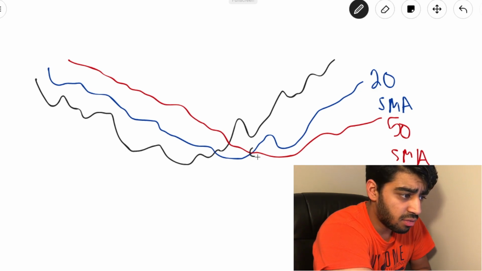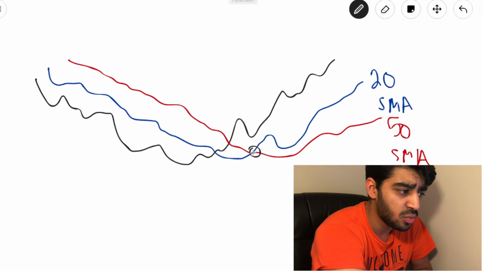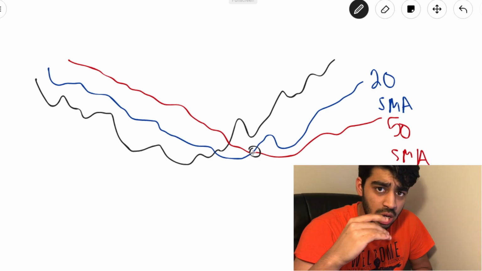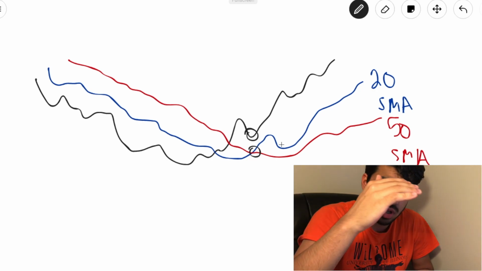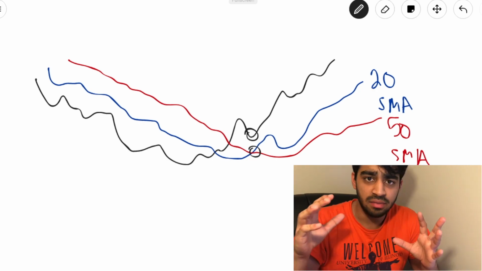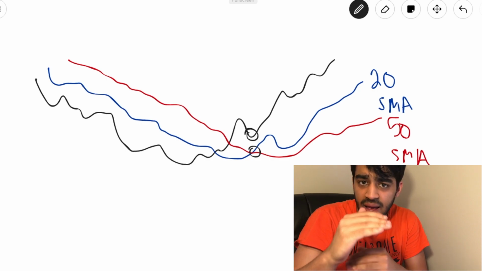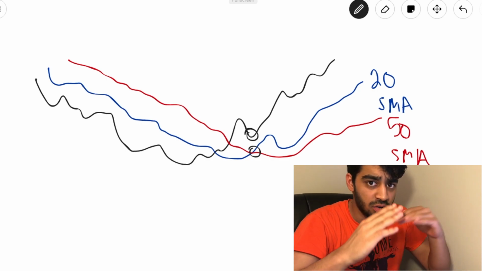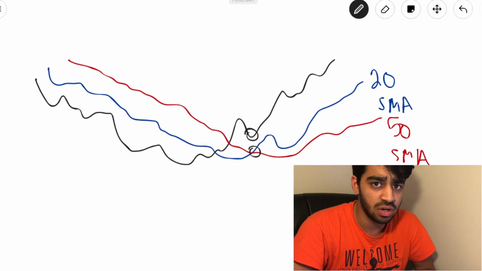In this case, right here is where the fast one goes from the bottom to the top. And when you have your fast one going from the bottom to the top, you want to buy. If your fast one goes from top to bottom, you want to sell the market. A very quick note about this. Sometimes you might have the market which is flat. There is no trend to it. And the crossovers might happen a lot. In a market like that, you don't want to be using this crossover strategy.